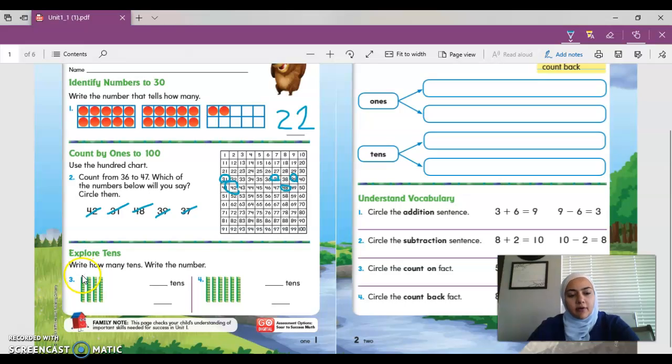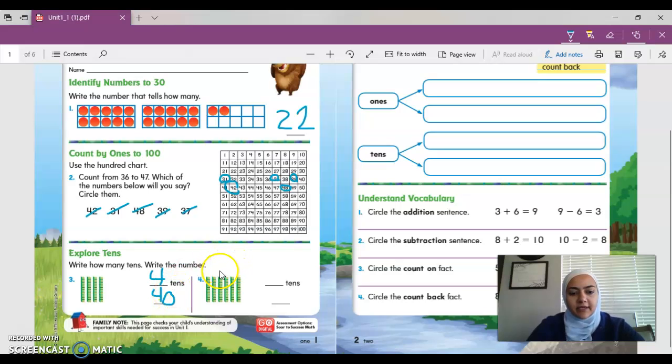So there are how many 10 sticks? We have 1, 2, 3, 4. So we're counting by tens. 10, 20, 30, 40. Okay, but there are 4 tens. So we're going to write 4 tens, and 4 tens is the same as 40.